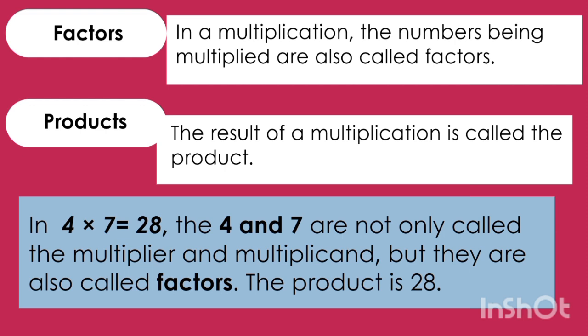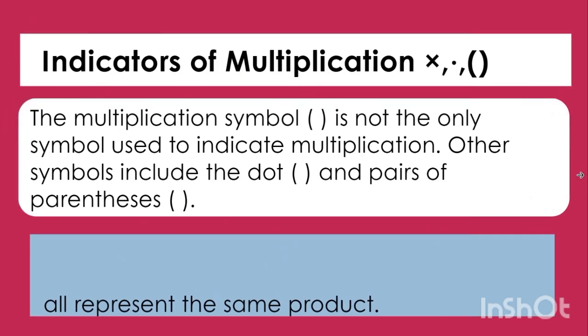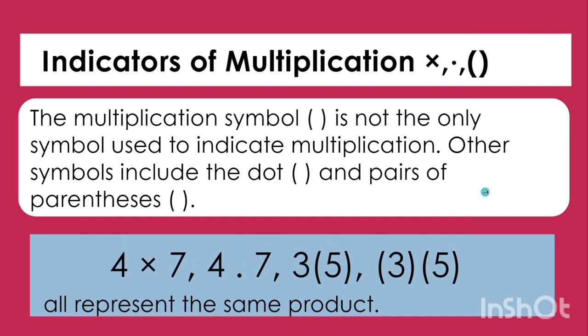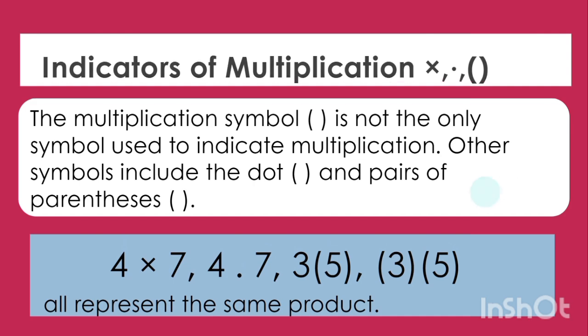So now let's proceed to the factors and products. Factors are the numbers being multiplied. The product is the result of a multiplication. So in 4 times 7, the 4 and 7 are not only called the multiplier and multiplicand, they are also called factors. Factors of 4 and 7. So the product is 28. There are a lot of indicators in multiplying: a cross sign, an X sign, a dot, and open and close parentheses. All represent the same product.